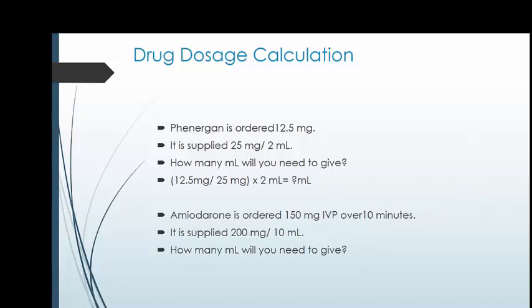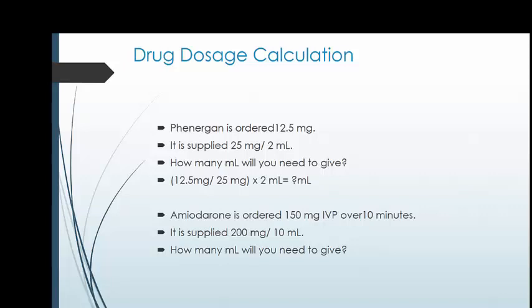Now you can also look at this as ratio and proportion. If there's 25 milligrams in 2 milliliters, well 12.5 is half of 25, so you would need to give half of 2, which would be 1. Either way, this one's fairly easy, but you need to know the formula for the more complicated ones that don't easily divide out. Let's look at amiodarone.